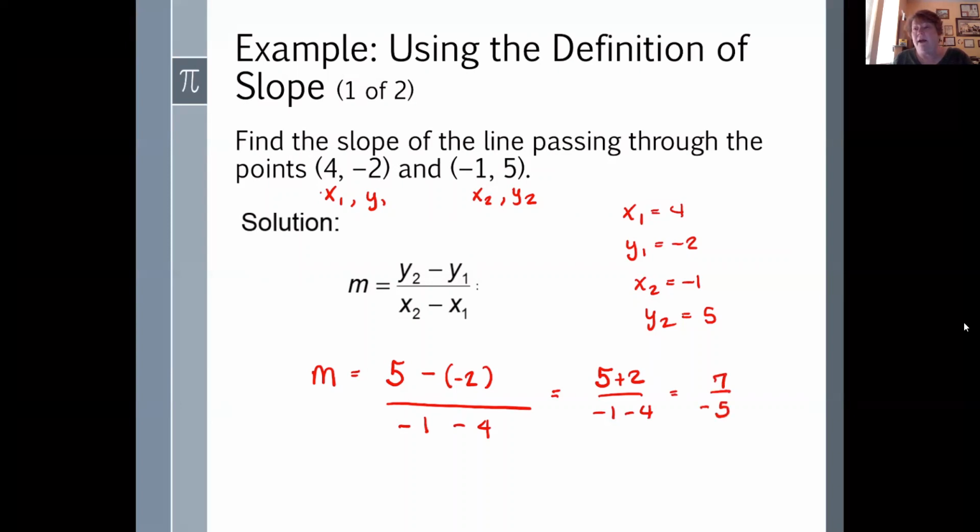Now I can write a fraction that's negative. I can put the negative in the denominator. I can put the negative in the numerator. Because when I divide a positive and a negative, I get a negative. I could also write it as -7/5. So you can put that negative in the denominator, you can put it in the numerator, you can put it outside the fraction. -7/5 is 7 over -5, or -7 over 5. All right, so the slope of this line is -7/5.